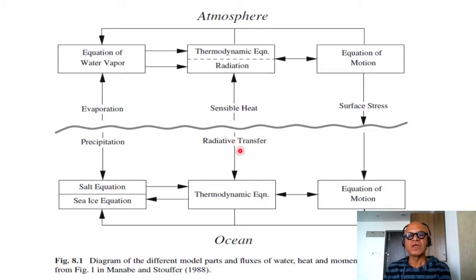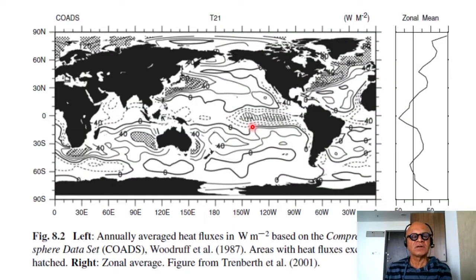Okay, so there are actual couplings involved that we have to worry about: what the atmosphere gives to the ocean, what the ocean receives from the atmosphere, and so on. But you can get some sense from here, looking at annually averaged heat fluxes in watts per meter squared based on the Comprehensive Ocean-Atmosphere Data Set. It's based on that because we estimate, so we take basic measures of temperature, humidity, winds, and we compute heat fluxes. They are not directly measured. Areas with heat fluxes exceeding 60 watts per meter squared are hatched, and the zonal averages are shown here.